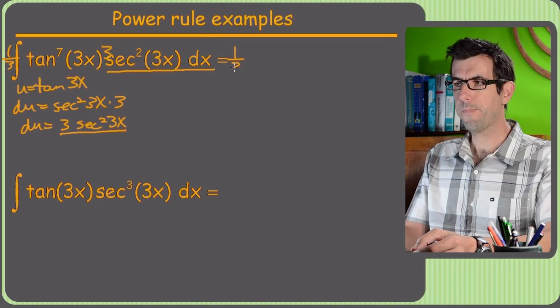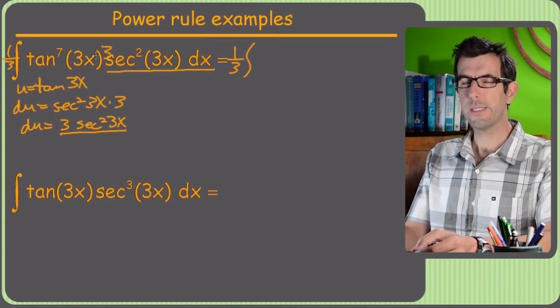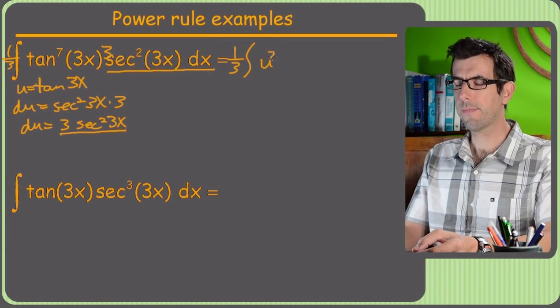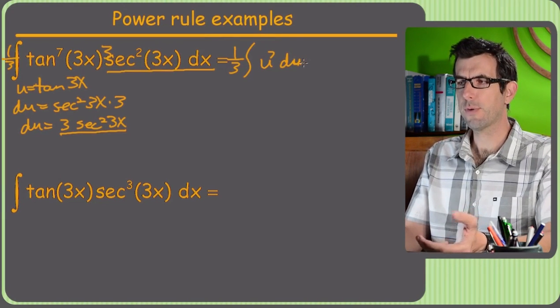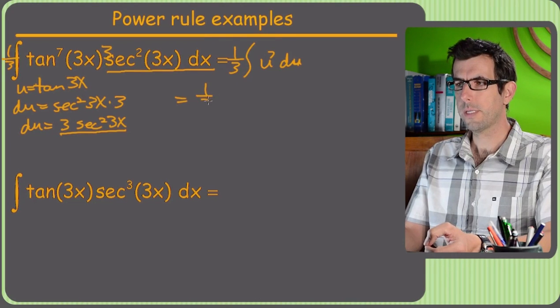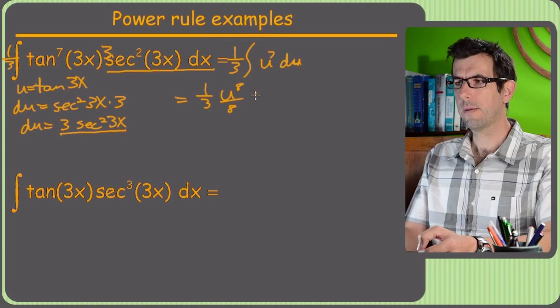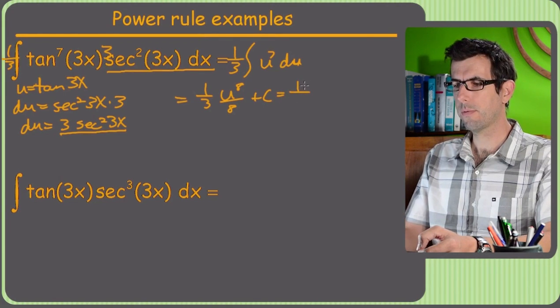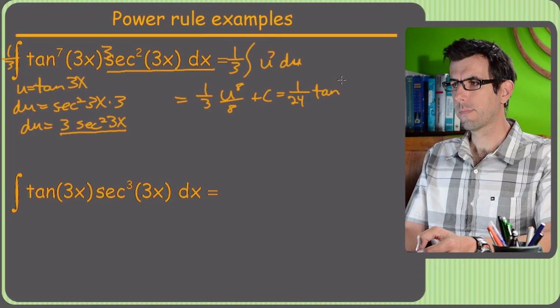So this is 1/3 tangent to the 7th, so that's just u to the 7th. And then all this junk with secant squared is my du. So that's what it reduced to. So that's 1/3 times u to the 8th over 8 plus c. So that's 1/24 tangent to the 8th power of 3x.